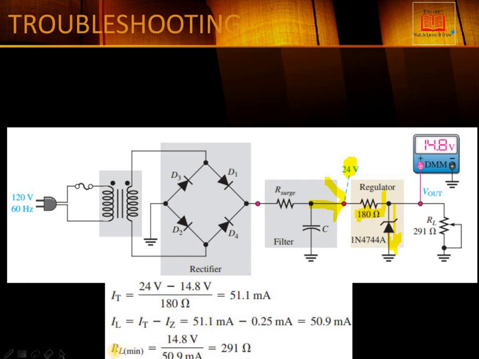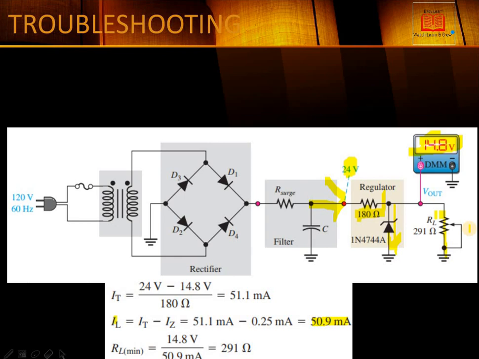And so the minimum resistance of the load, meaning the maximum load we can connect, is R equals V over I. So 14.8 volts, the regulated output voltage we are obtaining here, and 50.9 milliampere. This is the maximum load current that is allowed, because if further current passes through this, it will lose its regulation. We cannot go below 290 ohms, because this is the minimum resistance.